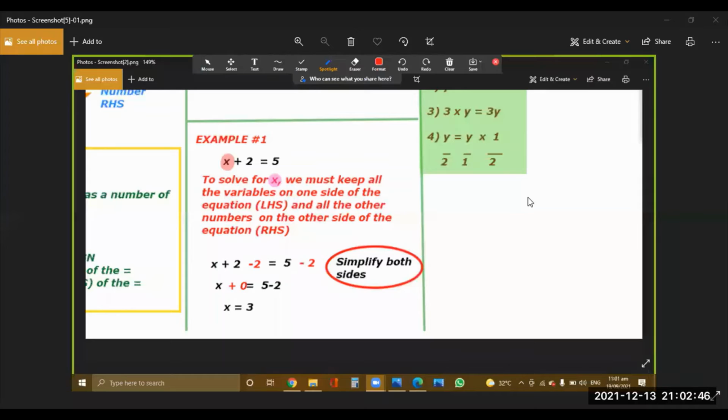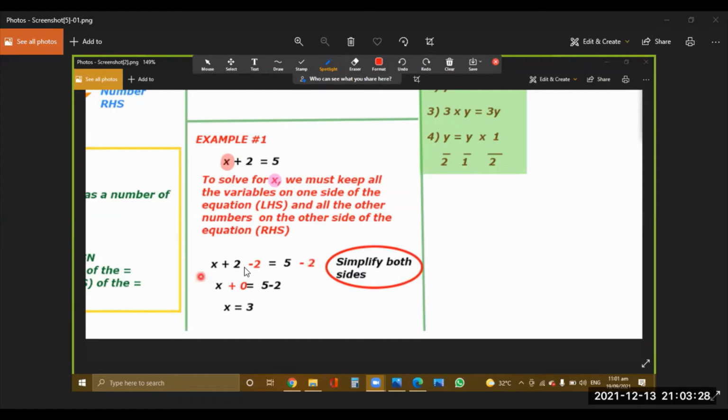So for your first example, we have the equation x plus 2 is equal to 5, and in order to solve for the variable, we must keep all the variables on one side of the equation, preferably the left-hand side. For most of these videos, I'll be working with that, and all the other numbers on the other side of the equation. To get the variable alone on the left-hand side, we have plus 2 here, so to simplify both sides, you have to minus 2 on both sides. Whatever number you're trying to get rid of, you do the opposite operation of the same number on both sides of the equation.